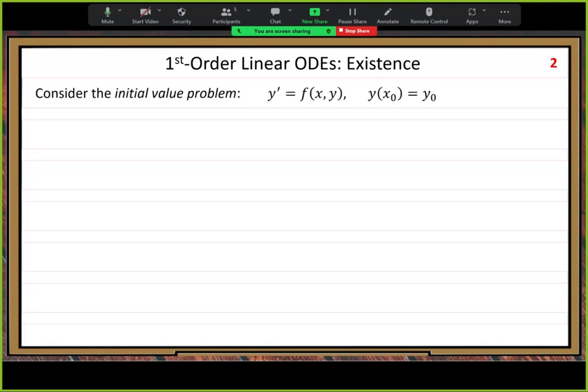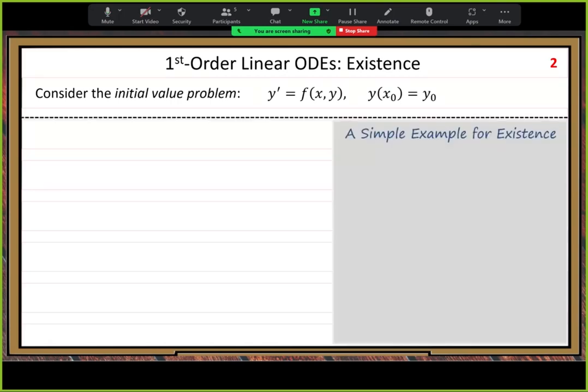Consider the initial value problem, first order, the general case. Now let's look at a simple example for existence. Here I want to give you two examples. The first one: absolute value of y prime plus absolute value of y equals 0, with an initial value. You can easily see this equation cannot have any solution, because if it has one, each absolute value term must be 0. Then y must be the zero function, y equals 0. But then how can you get y of 0 equals 1? Contradiction. So there is no solution.